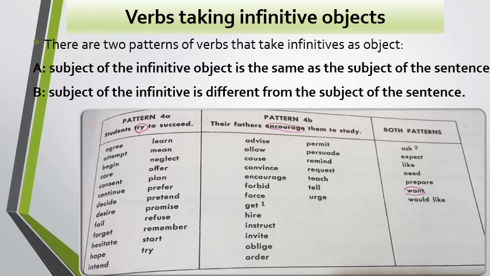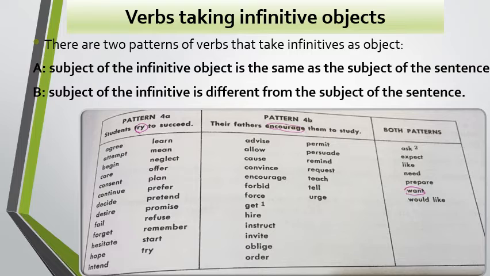Now we have two groups of verbs. You can see that this picture is taken from your textbook. We have two groups of verbs, and these verbs take infinitives as object.